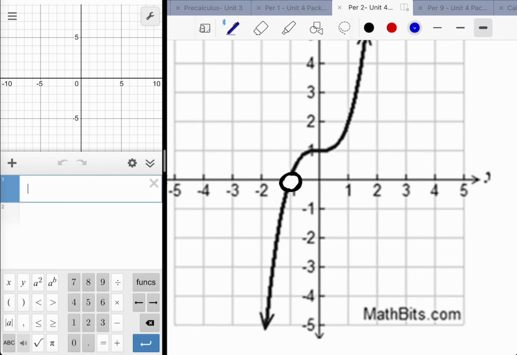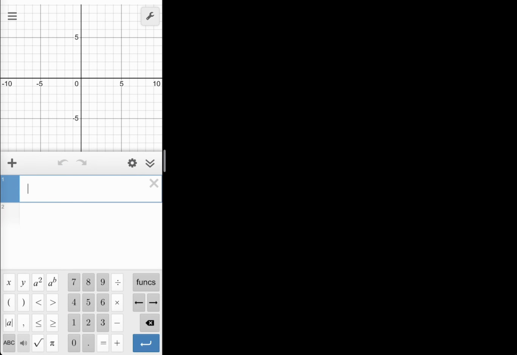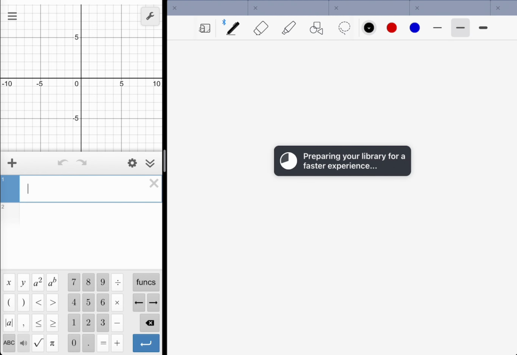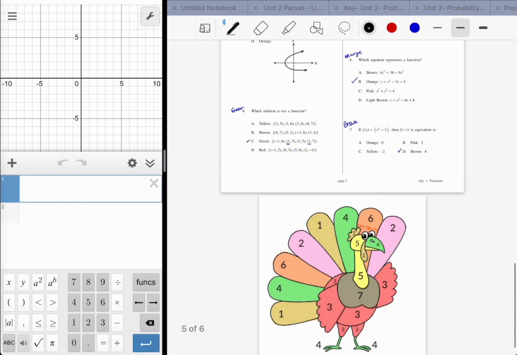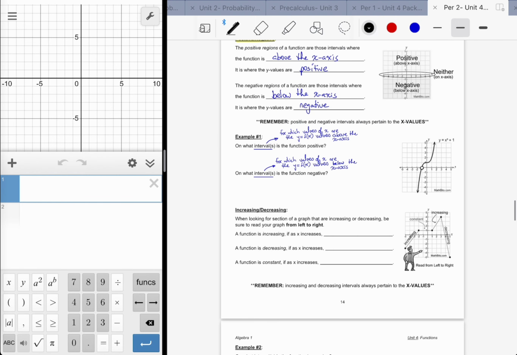The part that's above the x-axis just crashed. Lovely. You can do it. It's a turkey. I gotta find the notebook. There we are.